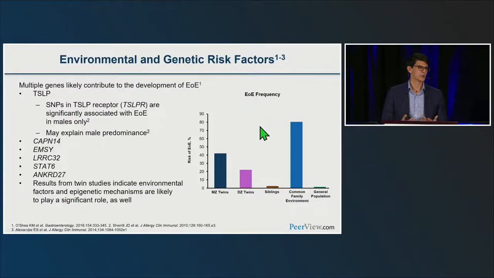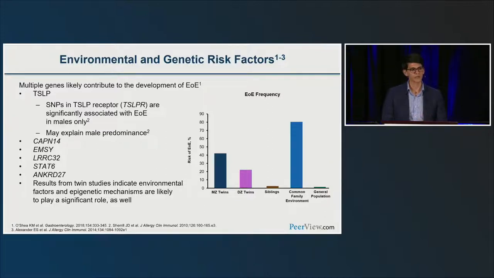Now, what causes or drives this inflammation? We understand the underlying cells at play and the cytokines, but what are the underlying factors in the environment or genetic risk factors that may be contributing? We've identified over time multiple genetic variants called SNPs in multiple different genes that are associated with type 2 inflammation, including TSLP and its receptor, which is located on the X chromosome and may help to explain why there's a male predominance in disease, as well as others listed here on the slide.